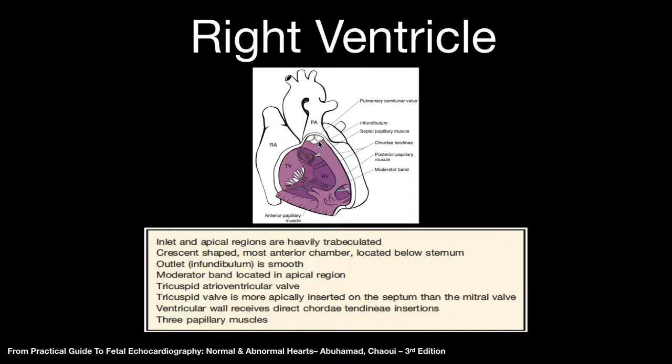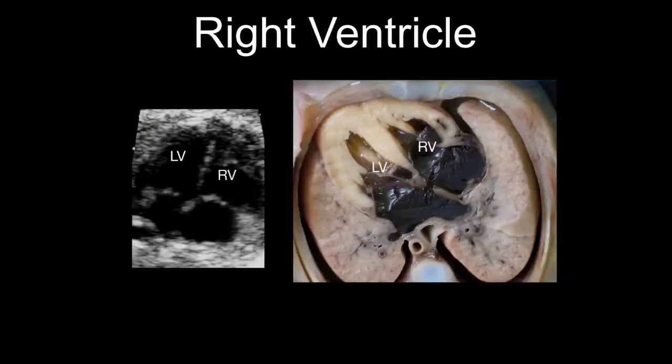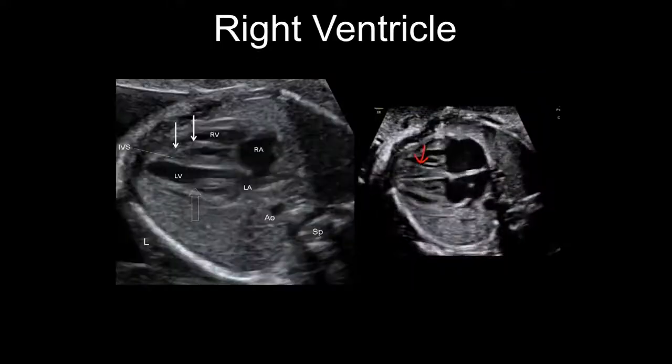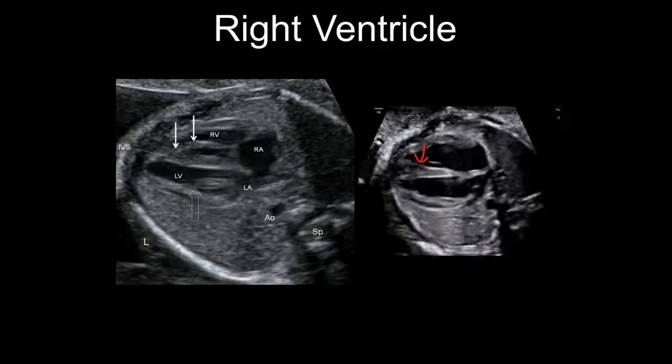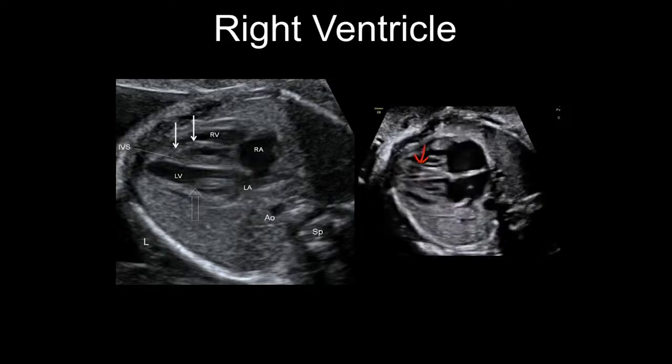Very, very important. The septal leaflet of the tricuspid valve is more apically inserted on the septum than the mitral valve. As you could see in normal anatomy, this is a very important feature that helps you rule out AVSD and things like that. And here's an autopsy specimen showing you where the insertion of the septal leaflet of the tricuspid versus the mitral valve is here.